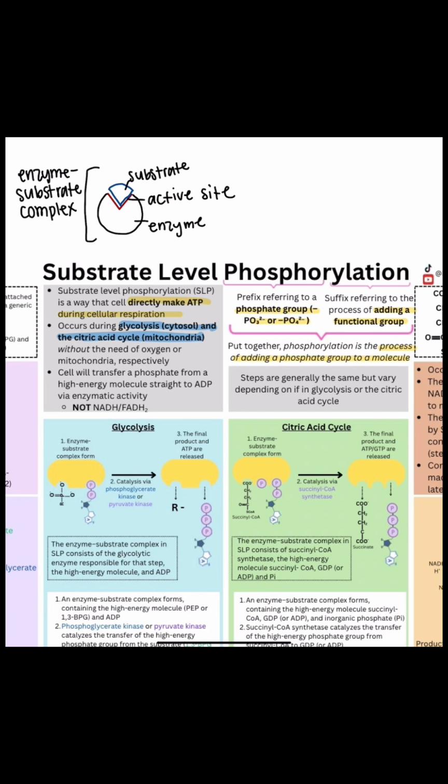It's going to work by transferring a phosphate group from a high-energy molecule directly to ADP by using an enzyme. And here's the key point. The high-energy molecules in substrate-level phosphorylation are not our electron carriers like NADH or FADH2. Those high-energy molecules are different from our electron carriers.